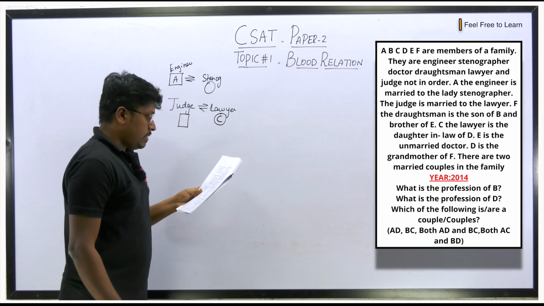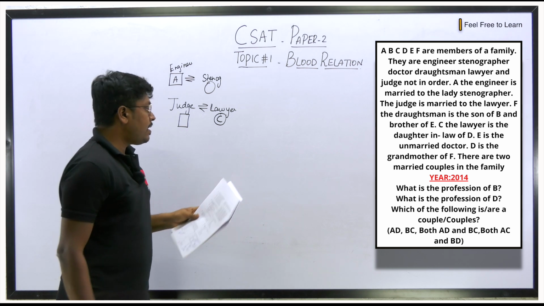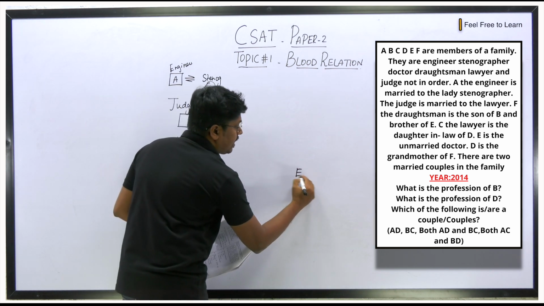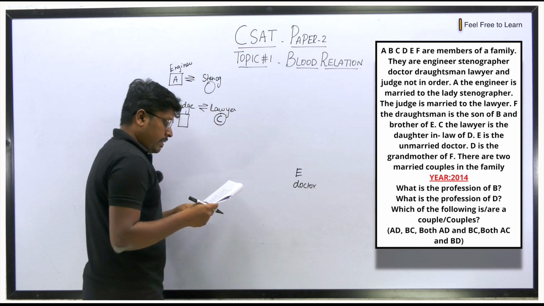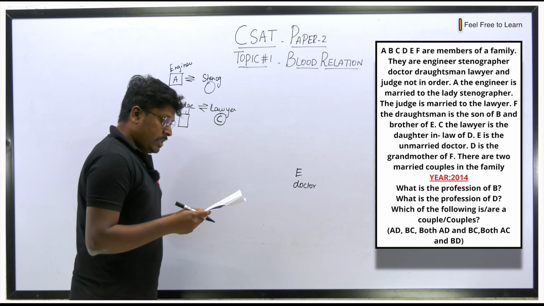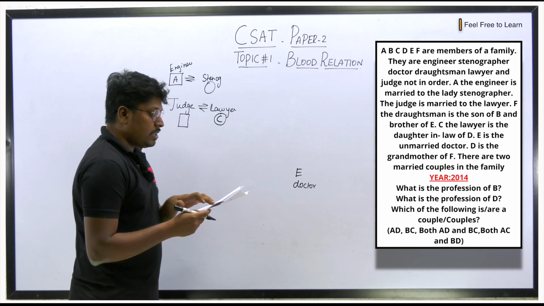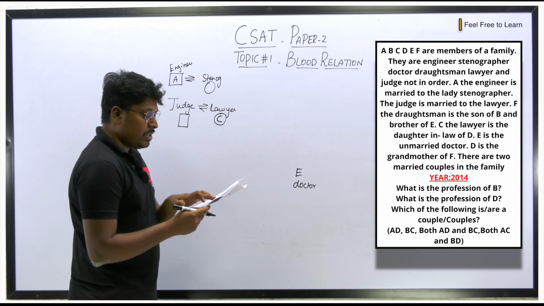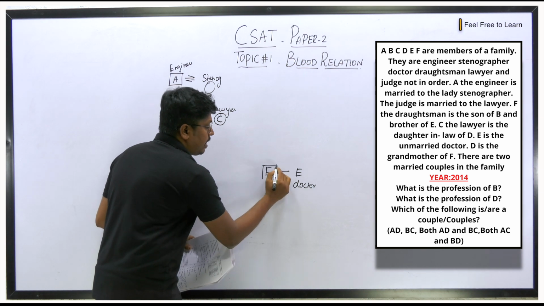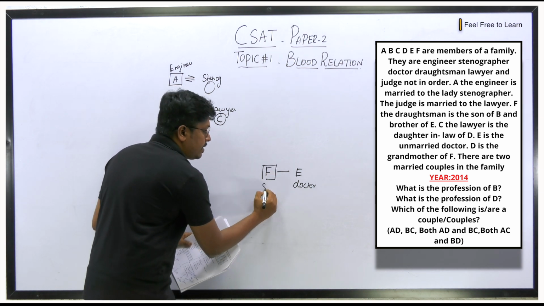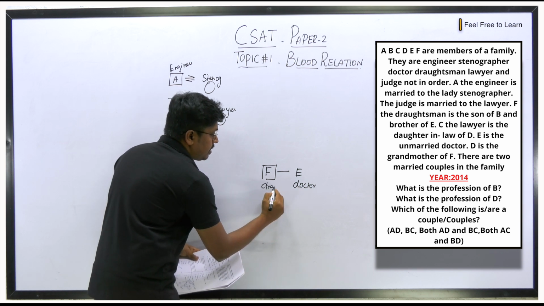Understood? So next point is E is an unmarried doctor. So E is an unmarried doctor. Okay, so let me start drawing a diagram. So E is an unmarried doctor. And then we already know that the draughtsman is a son of B. So F is the draughtsman who is son of B and brother of E. So E's brother is F, right? So E has a brother F, and this person F is what? Draughtsman. Okay. So this person is a draughtsman.